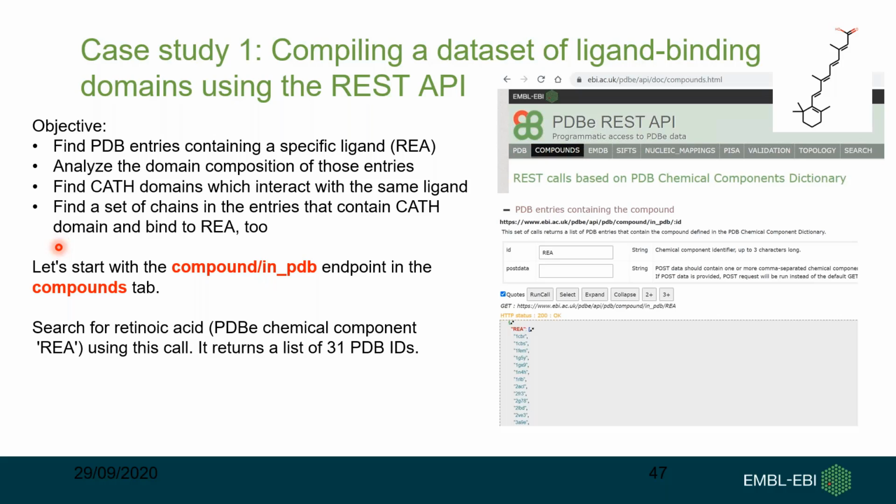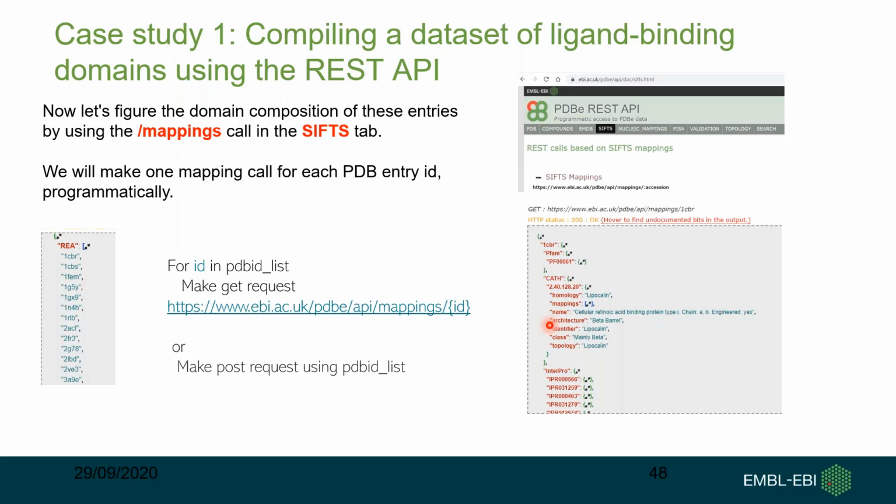The first endpoint that we will take a look at is in the compounds tab. It's called in PDBe. What you would have to do is to search for retinoic acid, which has the chemical component ID REA, in the form, and simply click run call, and you will receive a return of 31 PDB IDs. Now, we have 31 PDB IDs. Let's take a look at the domain composition of the entries.